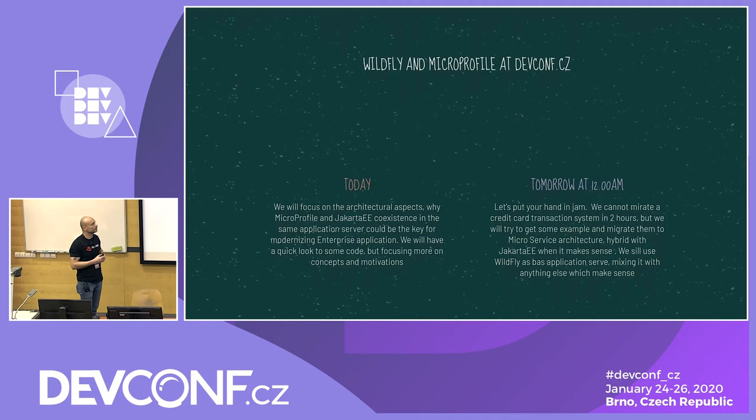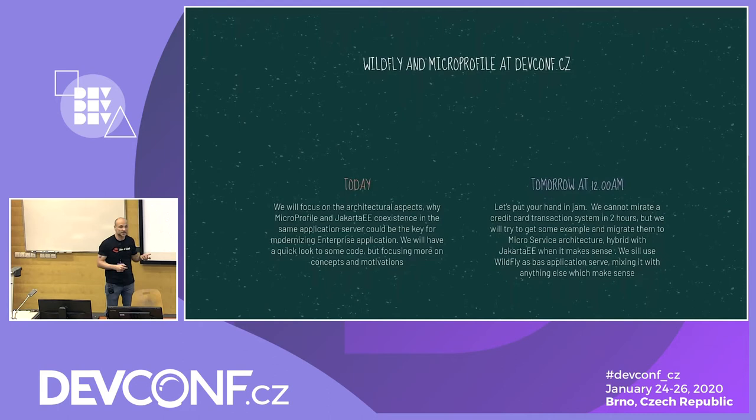But tomorrow I have a workshop at 12 a.m. Please join me and let's get our hands dirty, and we will try to migrate a quite complex JakartaEE application. Of course, we don't have time to migrate a real world application. It's just an example, but an example that could be very useful to understand the steps to migrate from one architecture to the other. And we will do that using WildFly for sure, but also anything else that makes sense.